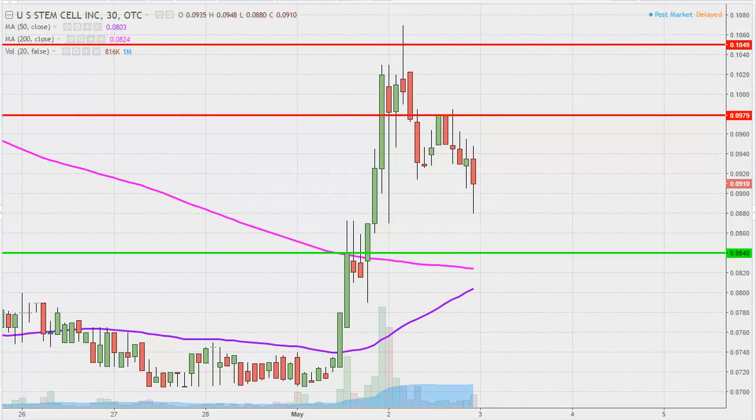So all in all, though, the chart's still perfectly fine from a big picture perspective. At this point, it's just a matter of making sure this is a healthy consolidation.